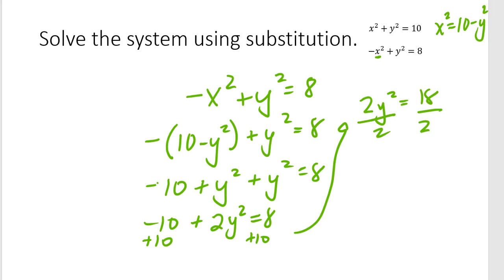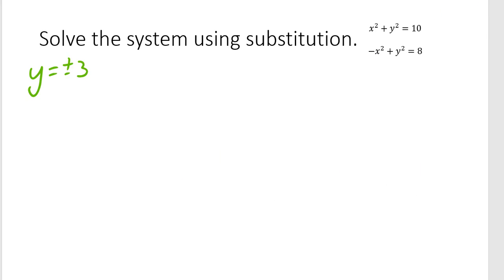And divide by 2. And I get y squared is equal to 9. I take the square root of both sides, and I get y is equal to plus or minus 3. But I need the x. I have to solve for the corresponding x's for each.